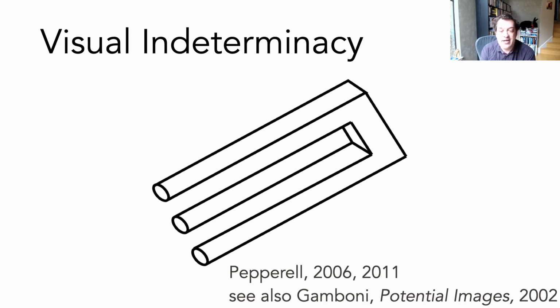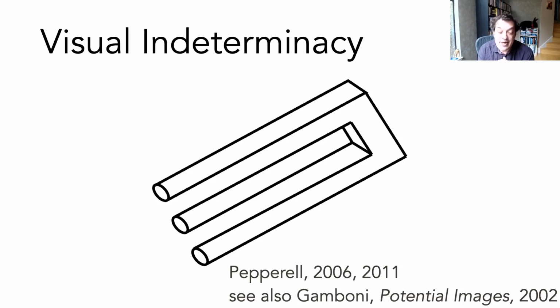Visual indeterminacy is a term coined by Robert Pepperell to describe images that seem at first as if they should make sense as images, but as you study them, they don't lead to coherent interpretations. For example, this impossible trident, at first glance, looks like just a normal object.